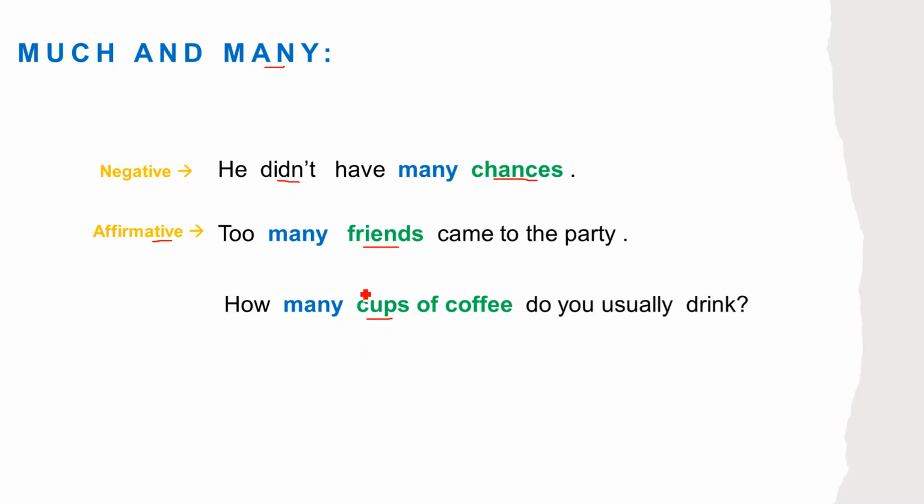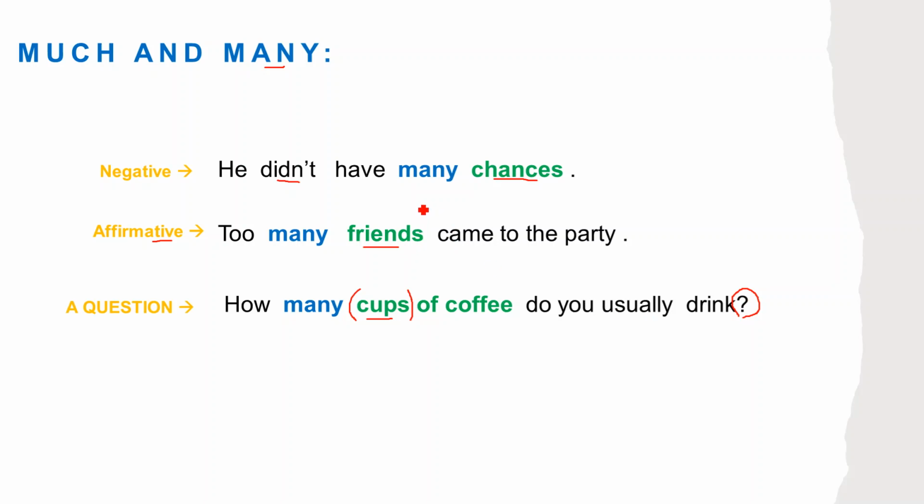Okay, طيب last example. كلمة cups بمعنى الأكواب. It's not coffee. أنا ما بحكي عن القهوة، بحكي عن عدد أكواب القهوة اللي بشربها في اليوم. So how many cups? Okay, كلمة cups this is countable وهي من الأسماء المعدودة. وأيضا هنا لدينا question سؤال.